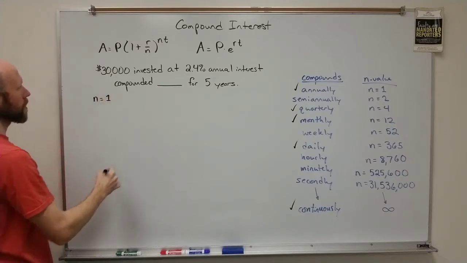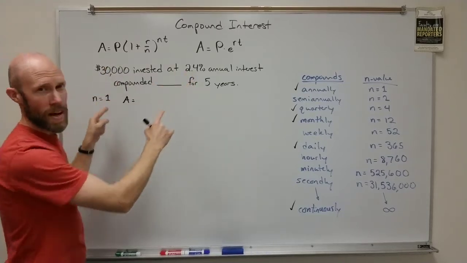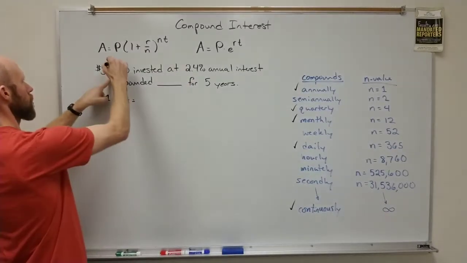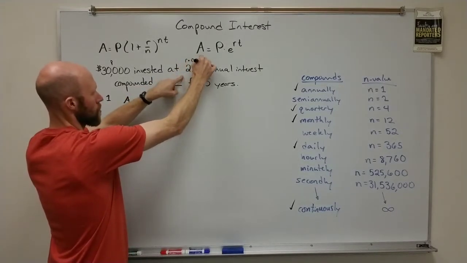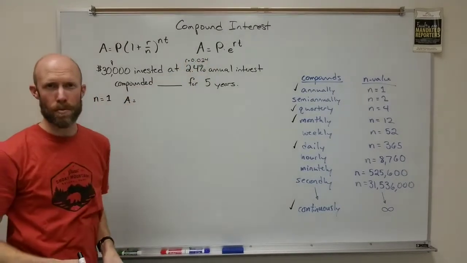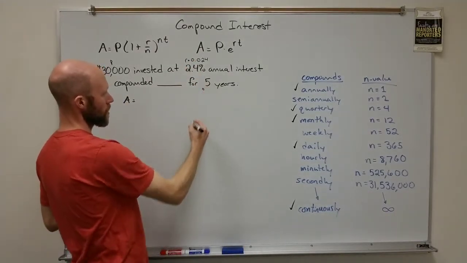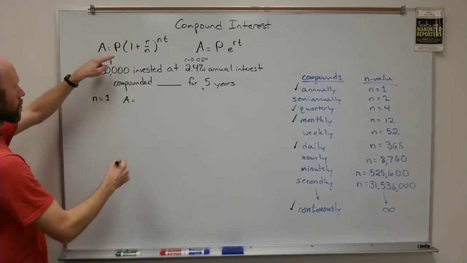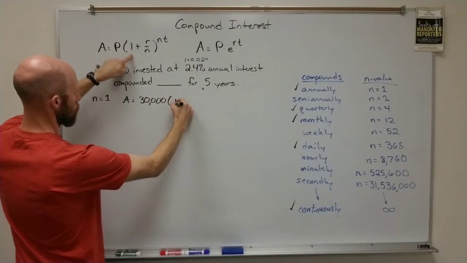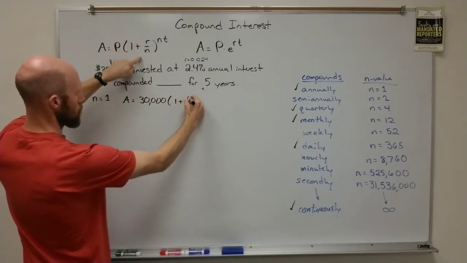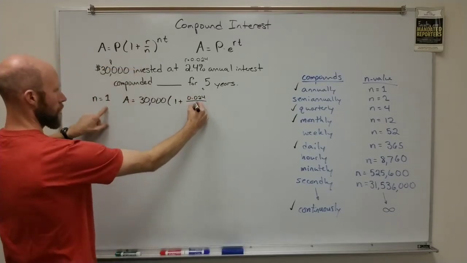For annual compounding, we just have A equals, now I've got to plug in all my values here. P is our 30,000. R is actually 0.024. You have to convert the percent to a rate or a decimal. And then of course T is equal to 5 right there. So we plug everything into the formula. It's going to be 30,000 times 1 plus R over N, which is 0.024 over the number of compounds, which is 1.